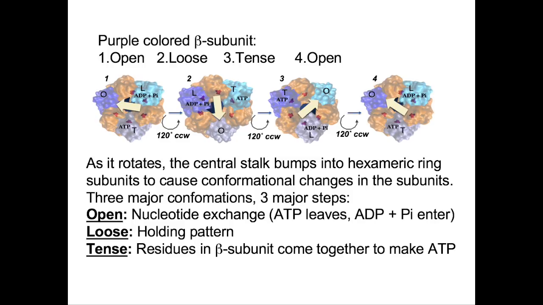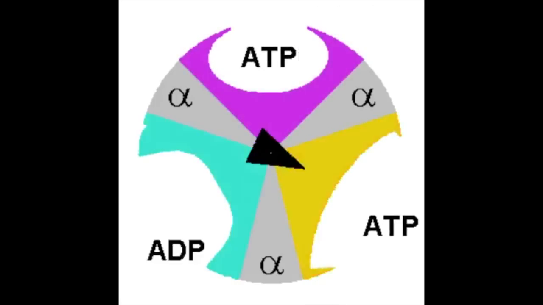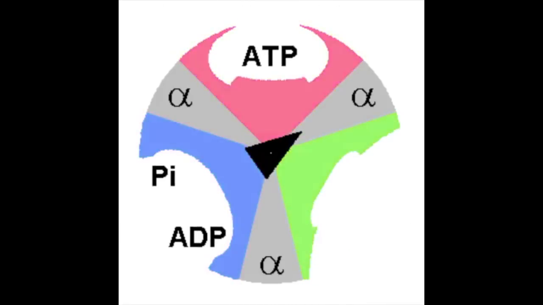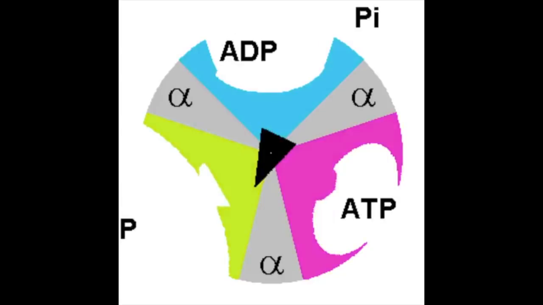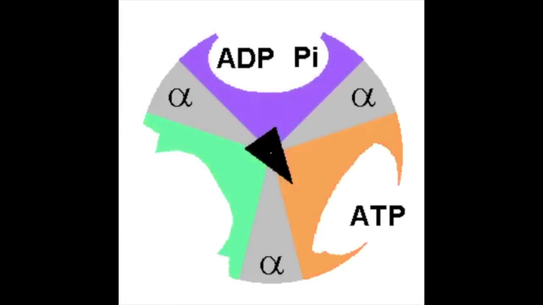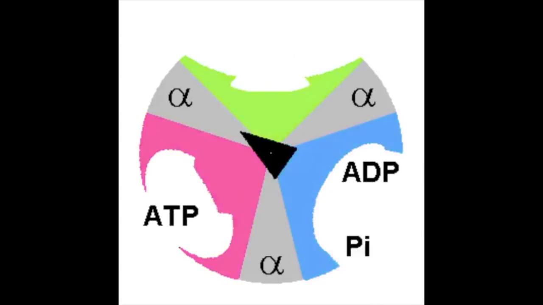Now with one more 120 degree rotation, this purple subunit opens again, releases the ATP that was just made, and takes in more substrates, ADP and inorganic phosphate, to start the cycle again. And here is a video that's showing the counterclockwise rotation of the central stalk and the conformational changes in the beta subunits that allow ATP to be synthesized and released.